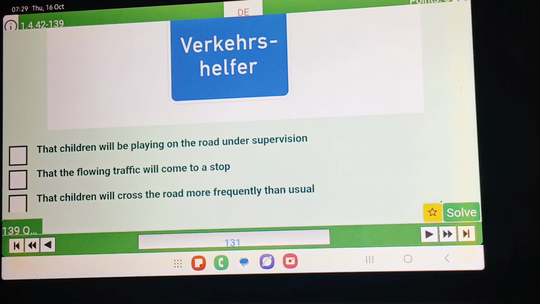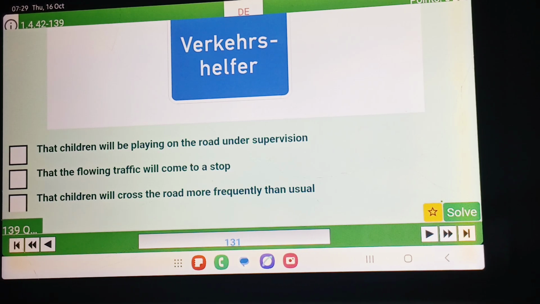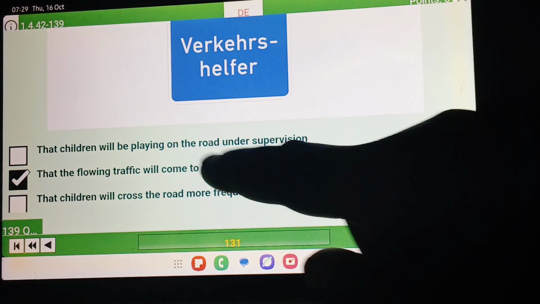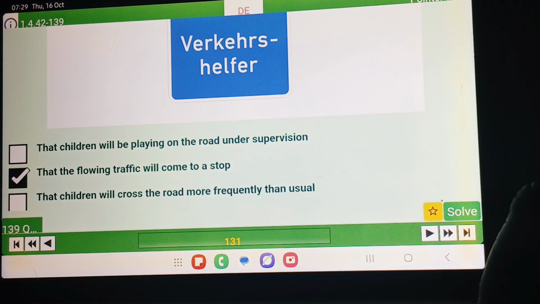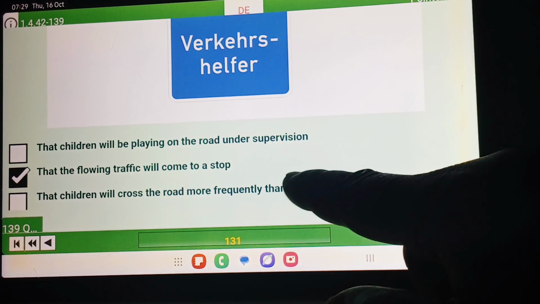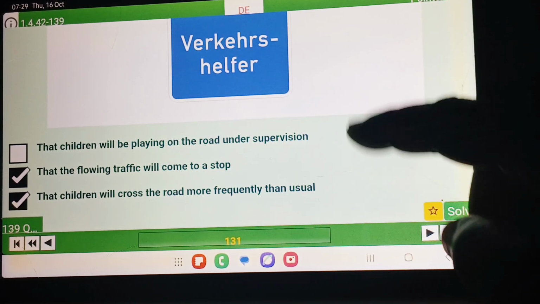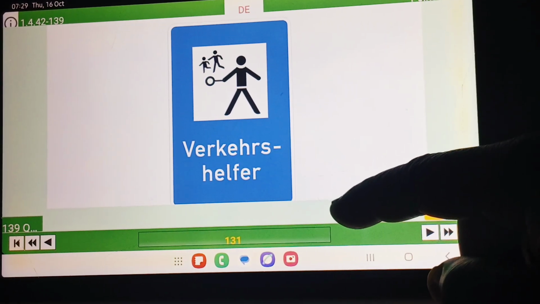Children will be playing on the road under supervision. No. It does not necessarily mean that somebody will be there controlling them. The following traffic will come to a stop, yes, in case children are on the road, the vehicle might stop. Children will cross the road more frequently, yes, because they are playing, okay?